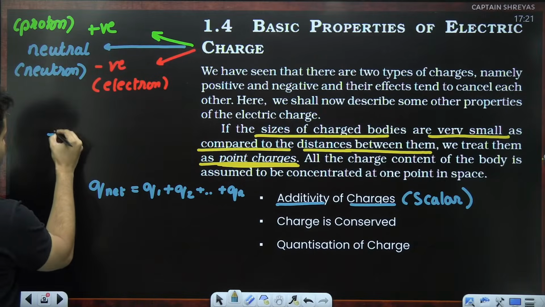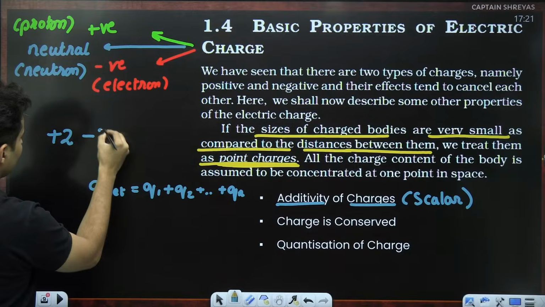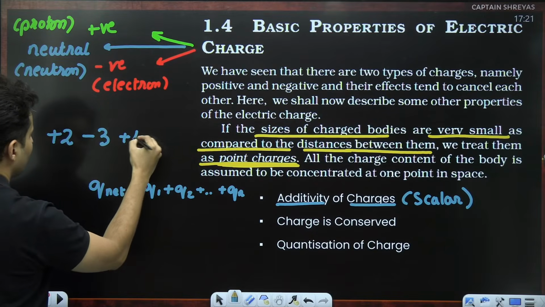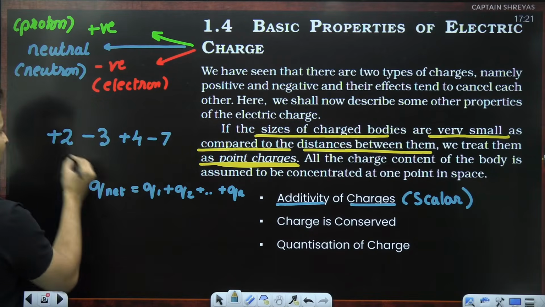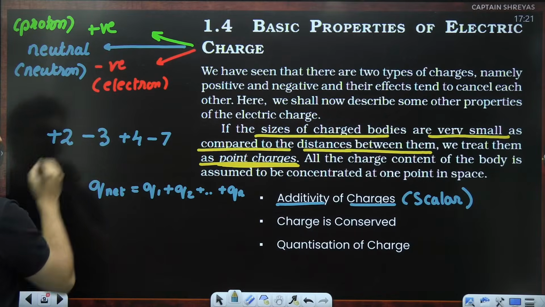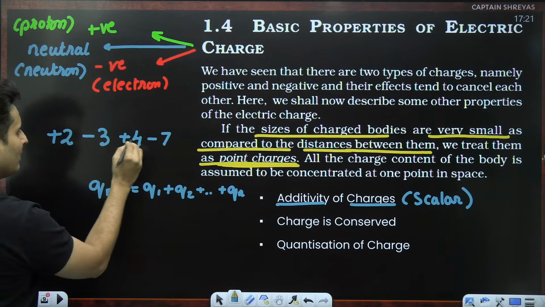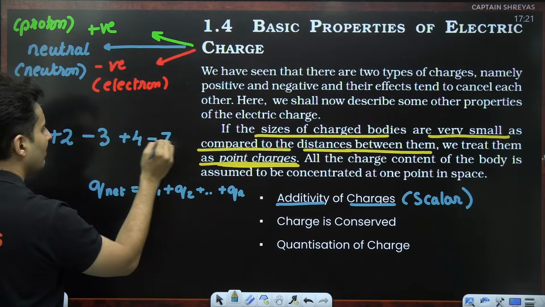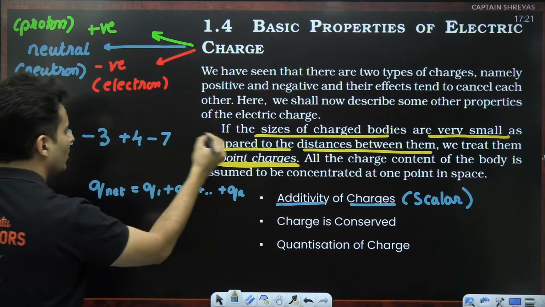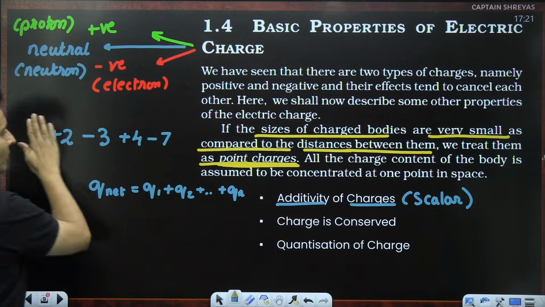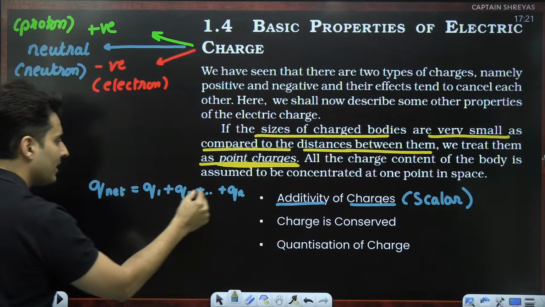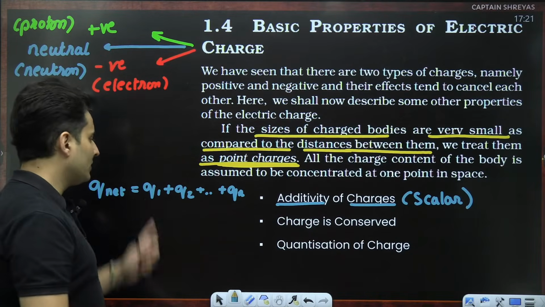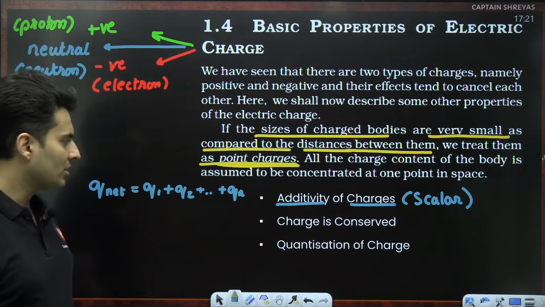Now it might happen one of the charges is plus 2, another charge is -3, another charge is plus 4, another charge is -7. You have to do an algebraic sum only. So the total charge will be negative. You have to consider the signs also while adding. Just don't take the magnitudes, which is common sense.